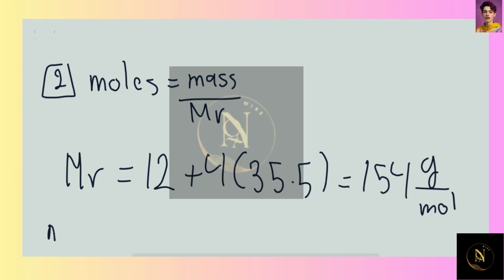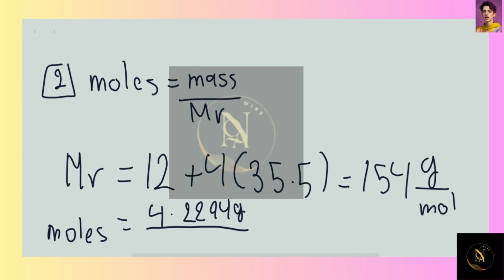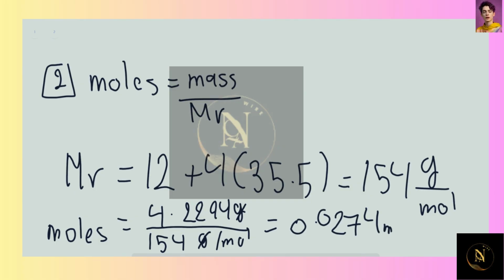And so the number of moles is going to be my mass, which from the first step is 4.2294 grams over the Mr, which is 154 grams per mole. As you can see, the grams cancel out, and I get 0.0274 mole.